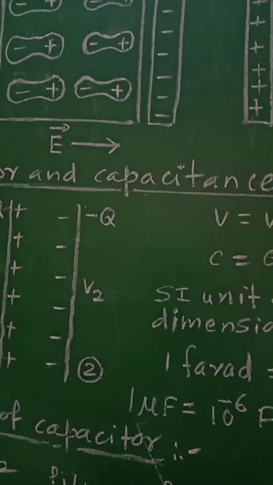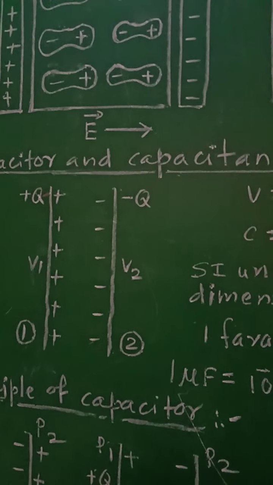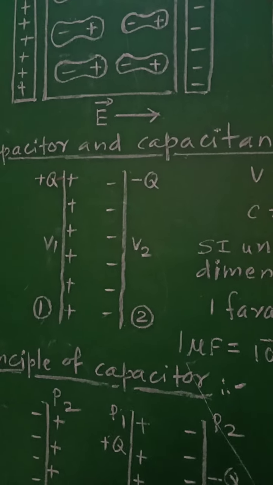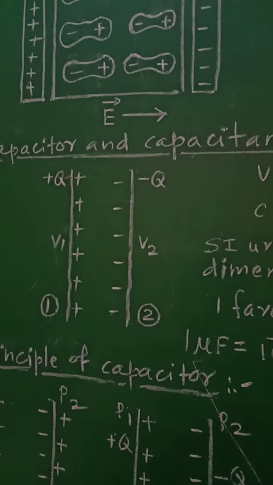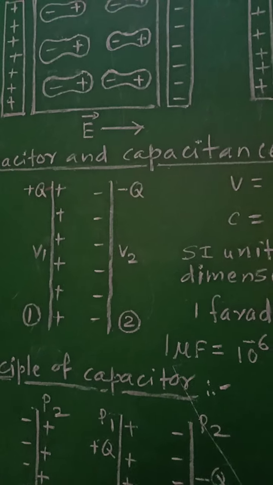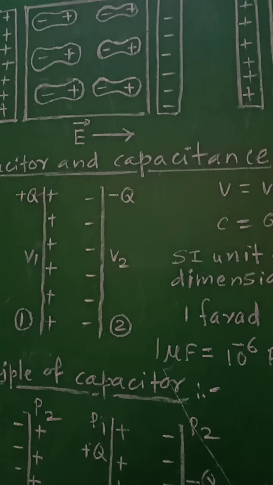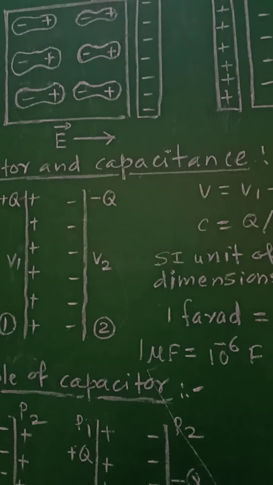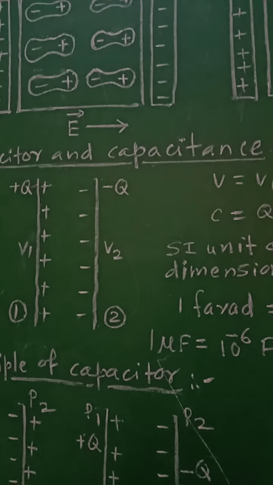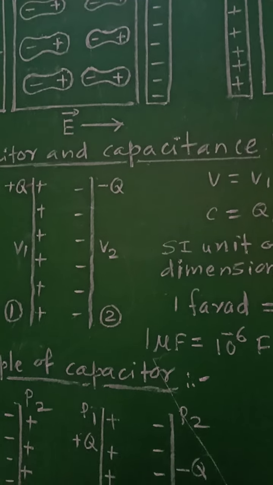Then the electric field in the region between them is proportional to charge q. The electric field between these two plates will be proportional to the charge q. The potential difference V is the work done to carry a unit positive test charge from conductor 2 to conductor 1. The potential difference V between these two plates is the work done to carry a unit positive test charge from conductor 2 to conductor 1 against the direction of electric field.